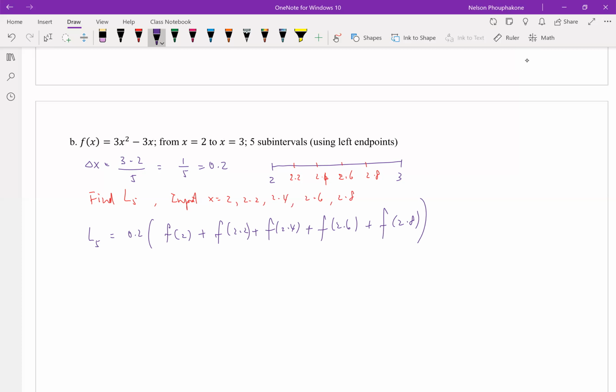Okay. Then what we need to do is use a calculator to help us finish the problem. Okay, so then f of 2 is 6, f of 2.2 is 7.92, 10.08, 12.48, 15.12, okay, then it is equal to 10.32.